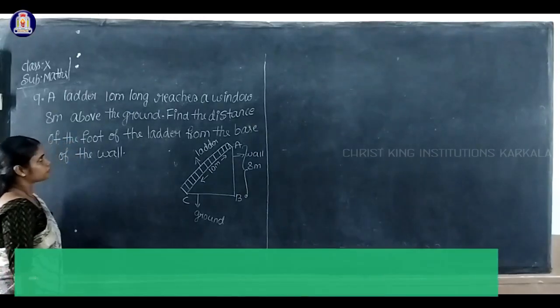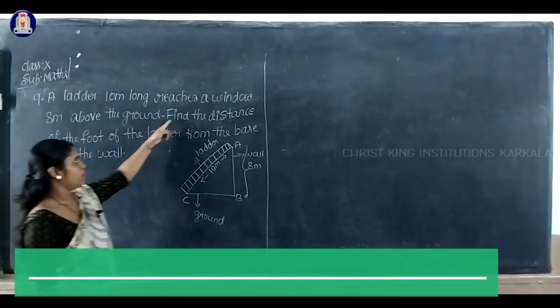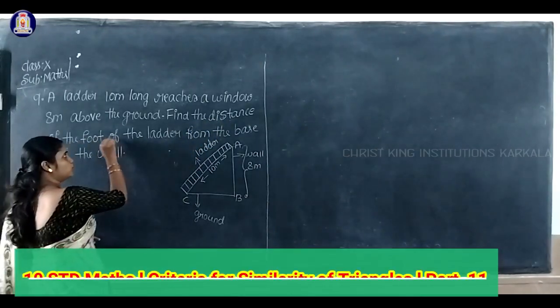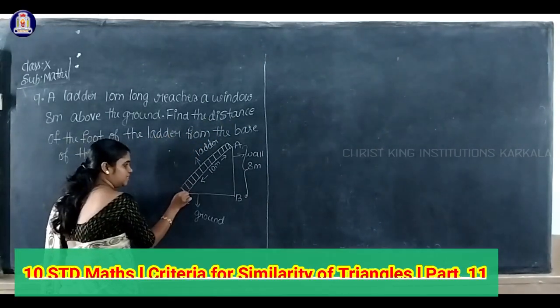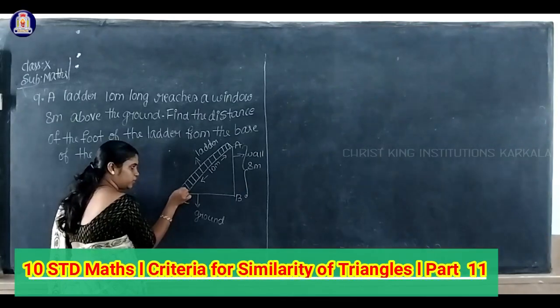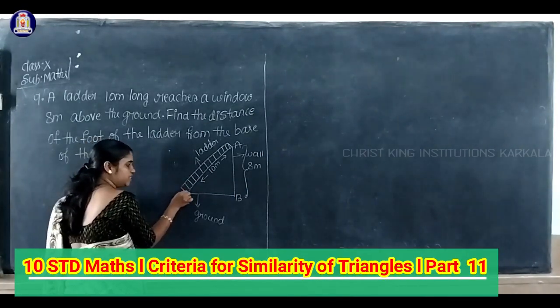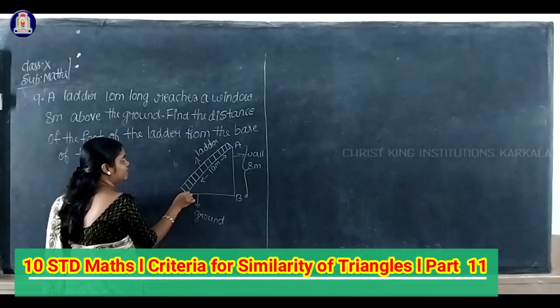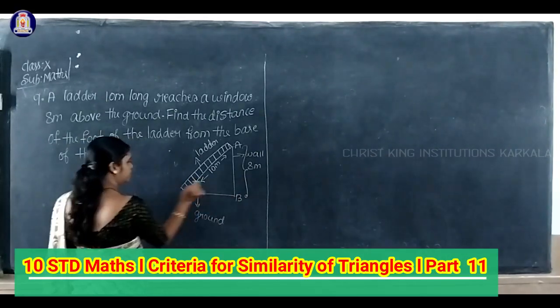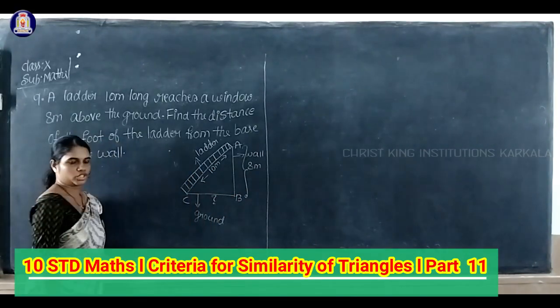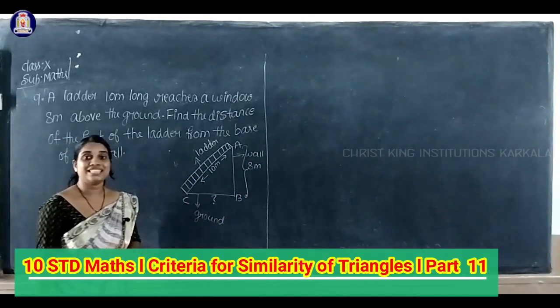Next, what is the question? Find the distance of the foot of the ladder. This point C is nothing but the foot of the ladder. Your question is to find at what distance the foot of the ladder is from the base of the wall. That means BC is equal to how much? Your question is to find the BC length.